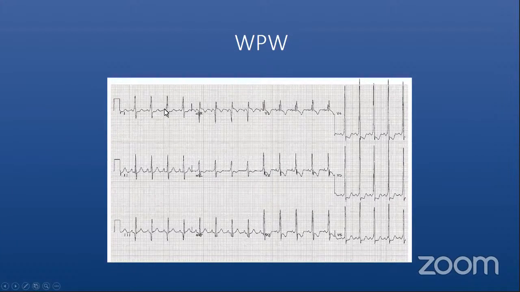You can see that the PR interval is really short, and there is a slurring, that delta wave, basically a swelling of the QRS complex, and the QRS duration is longer than normal in this one.